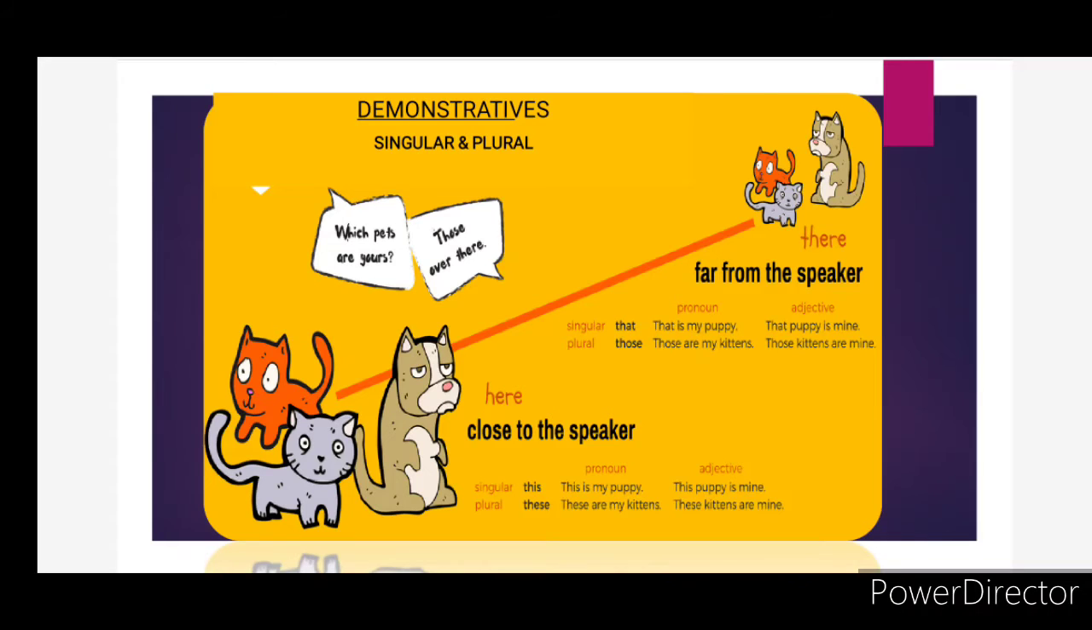Which pets are yours? These over there. They're far from the speaker. Here, close to the speaker. So this means close to the speaker. That means far from the speaker. These close to the speaker and those far from the speaker. So this is my puppy, that is my puppy. So this is how you can understand demonstratives.